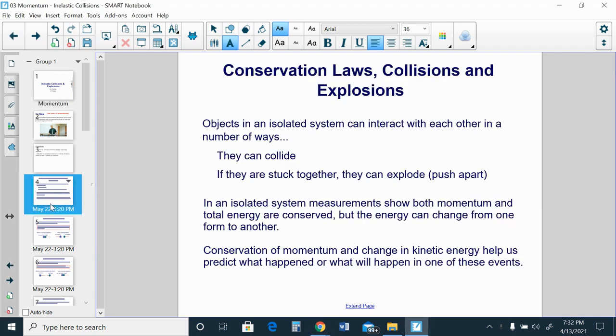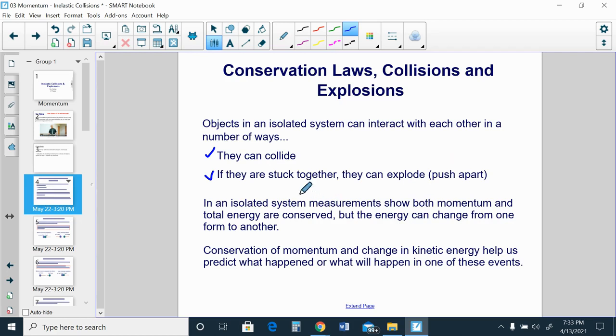So just to reflect back for a moment, we know that there are conservation laws, and they will be involved in the scenarios known as collisions and explosions. Objects in an isolated system can interact with each other in a number of ways. Two key ways are collision, where they move towards each other and collide, or, if they start out stuck together, they can explode or push apart.